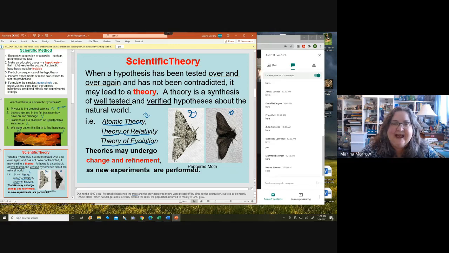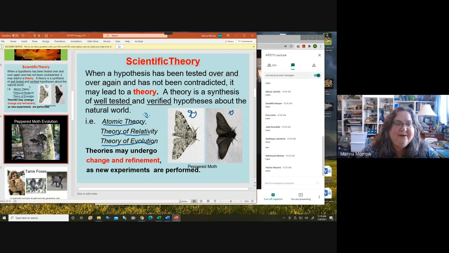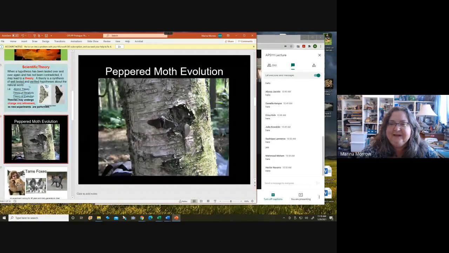And the thing is that on the tree bark, usually the gray one matches the tree bark. So here's the gray one here, and you can see how it matches the tree bark very well, whereas the black one kind of stands out on these light birch trees. And so what would happen is usually the black ones get picked off by birds during the daytime, whereas the gray ones were hidden, so there would be more gray ones than there were black ones.